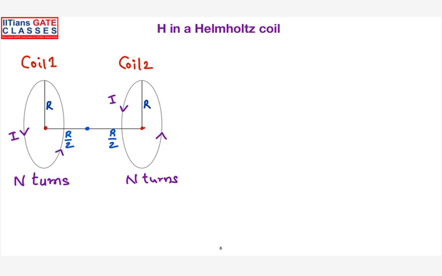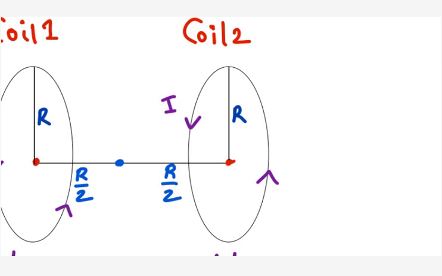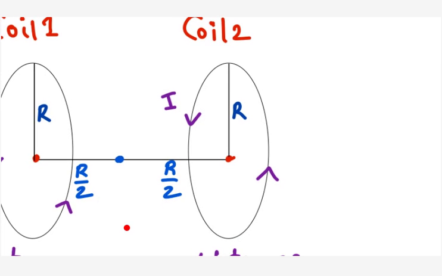So in this case, both the coils are symmetrical. The radius of the coil is also the same, and the current is also the same. The current is pointing in an anti-clockwise fashion. Now, I want to find out what will be the magnetic field intensity exactly at the midway between the coils. So this is my point of interest where I want to find out the magnetic field intensity.